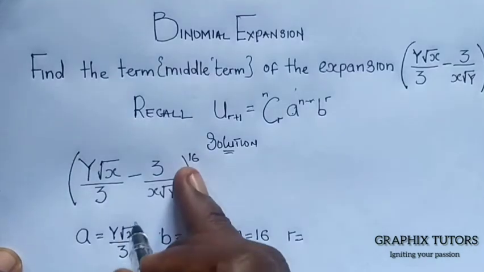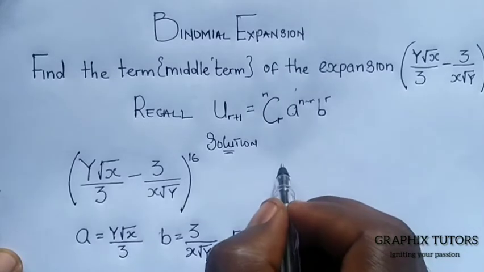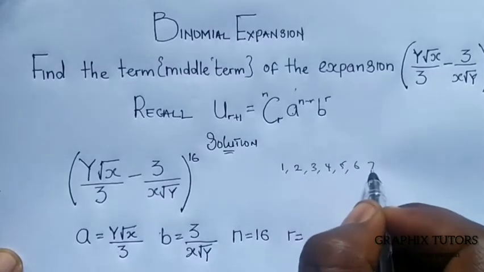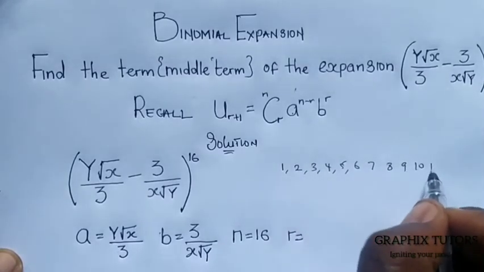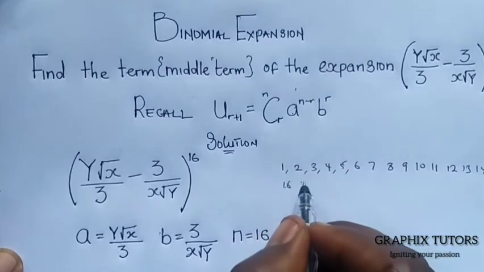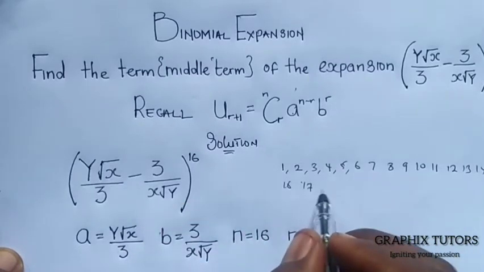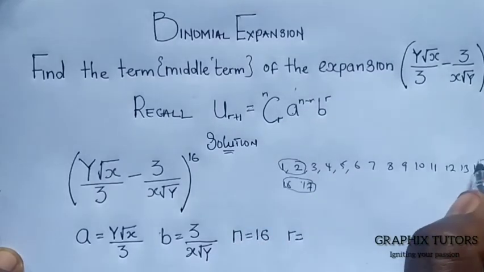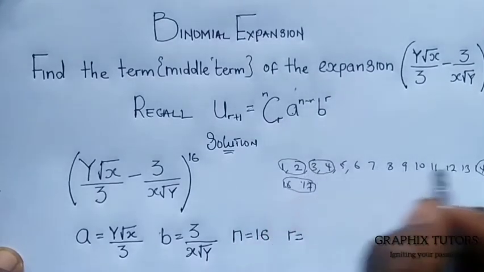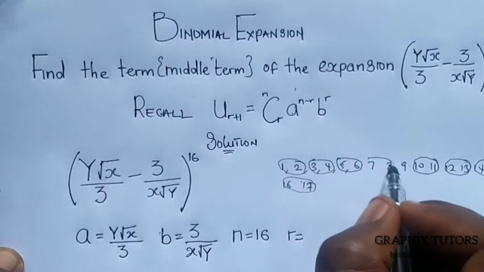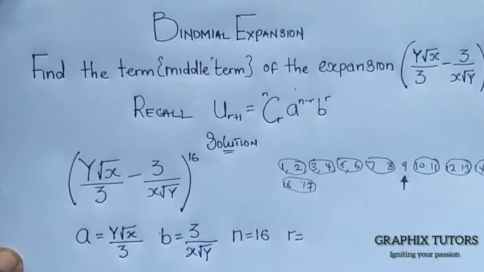The r will be, now we have the 16 terms, right? So we know we have 1, 2, 3, 4, 5, 6, 7, 8, 9, 10, 11, 12, 13, 14, 15, 16, then 17. If it's 16, you move it to 17. So if you take 2 from the back, that is 1. You take 2 from the front. You take another 2 from the back, take another 2 from the front. Take another 2 from the back, another 2 from the front. Another 2 from the back, another 2 from the front. So our middle term is the 9th term.